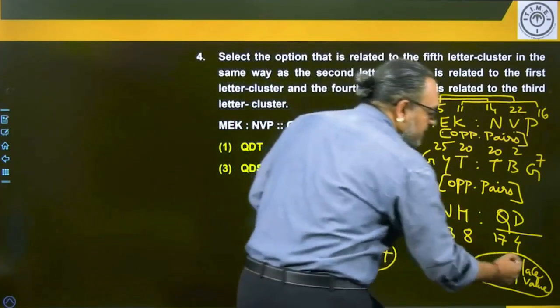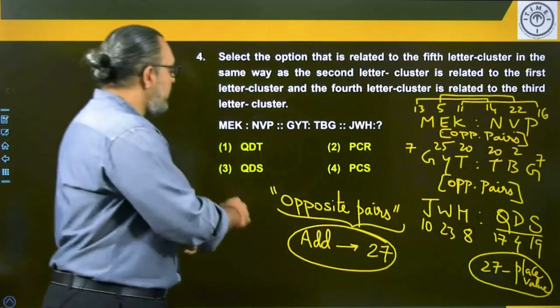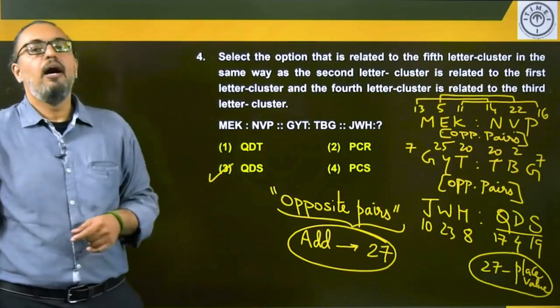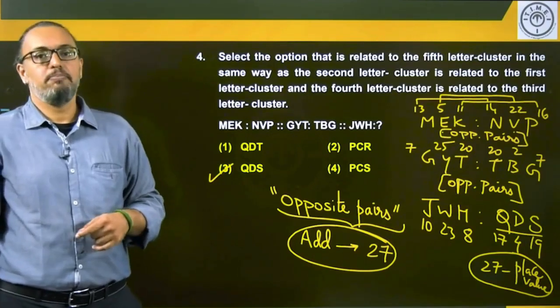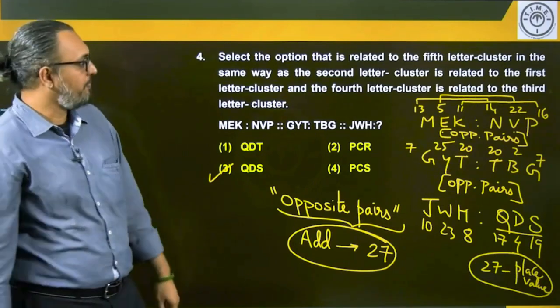And likewise now 8. 27 minus 8 you have is 19. 19 is S. So QDS is what we choose as our answer. Opposite pairs. That is how we look at it. Yes? Okay.